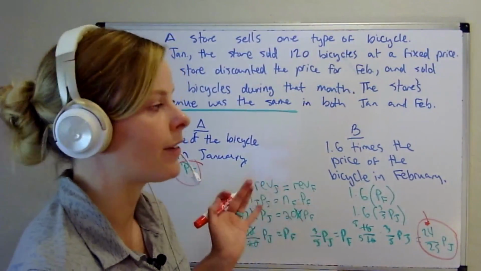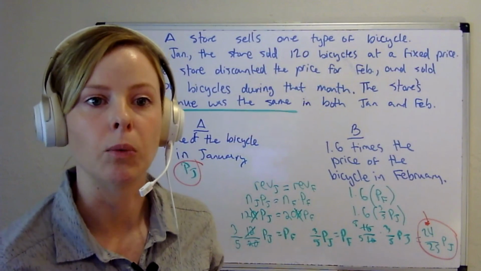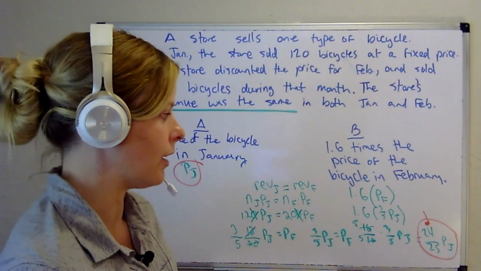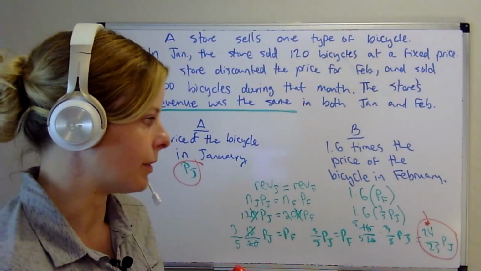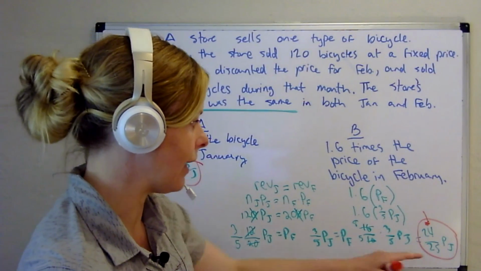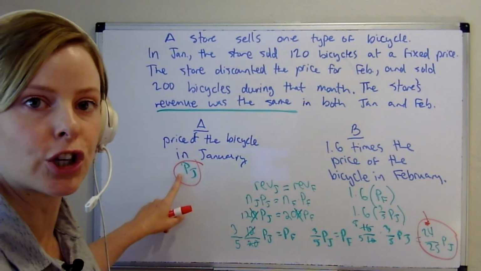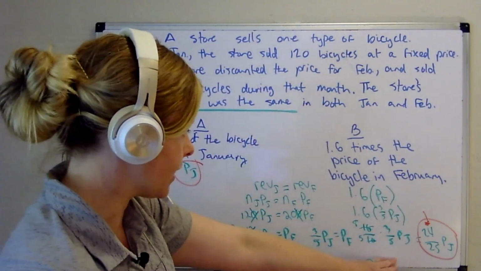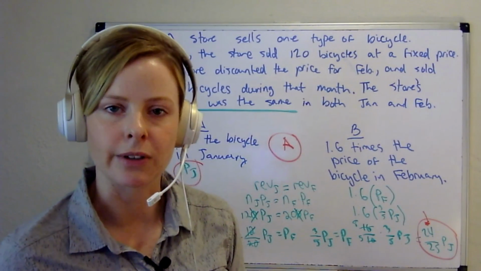So I'm taking whatever the value is for my price in January, and then I'm multiplying it by something that's less than 1. What's that going to do to my overall value? It's going to make it smaller. So I don't know exactly what the price in January is, but I know that this value is always going to be smaller than just 1 times the price in January. So because B is always going to be smaller, my final answer to the question is A. A is going to be the larger quantity.